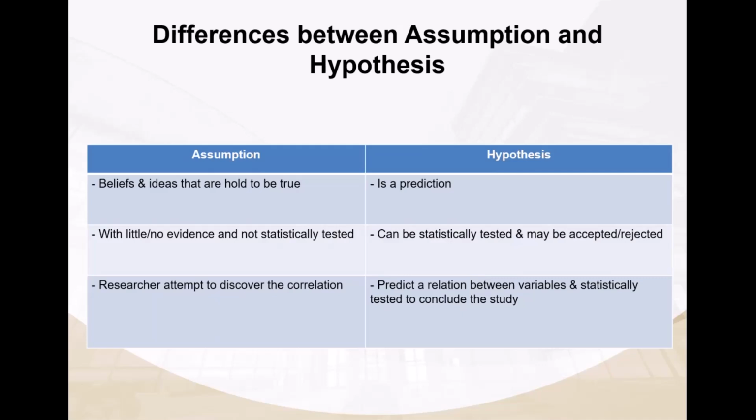And also a hypothesis, they predict a relation between variables and are statistically tested to conclude the study. That's why when you write up the assumptions, especially in our research proposal, we just put all those assumptions, all right? What are the assumptions regarding your study? But you don't need to test them, by the way. If you want to test something, you need to have your hypothesis down. You have assumptions, and you also need to include the hypothesis. Then the hypotheses are the ones which you are going to test.